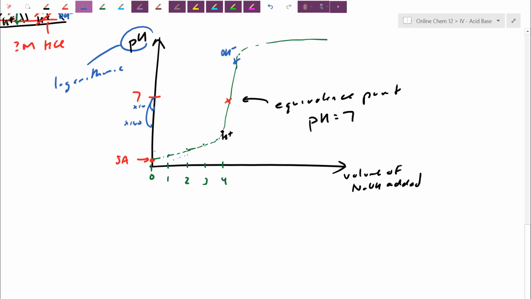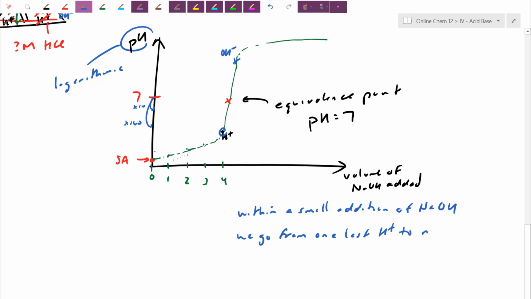Why does it shoot up so quickly? Within a small addition of NaOH, in this case it looks like it's happening somewhere about 4, because graphically you can actually line it up even better. Within a small addition of NaOH, we go from one last H+, so it's acidic, so that's this point here, to neutral, so that's going to be this point here, to OH minus, close to the equivalence point. Okay, and that's why this one shoots up. That's when we're going to stop.